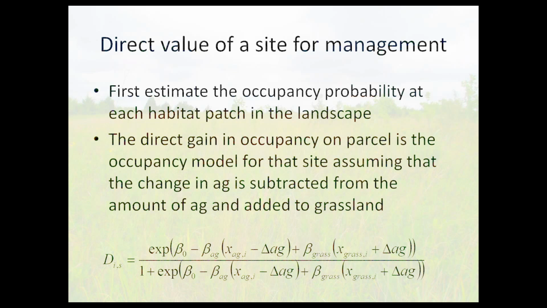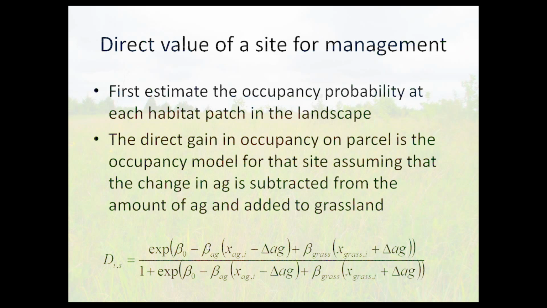So I want to talk about it in a little bit more detail and hopefully not get too bogged down in some of the equations, but it's really a two-step process that first estimates the occupancy probability at each habitat patch in the landscape, and then calculates the direct gain in occupancy of a parcel, assuming that the site is changing from ag to grassland. And so what we do is we subtract out what changing a site from ag to grassland, what the direct value of that is.